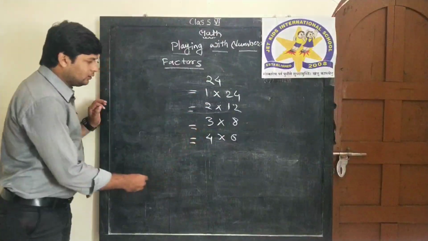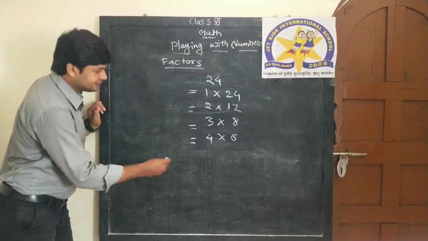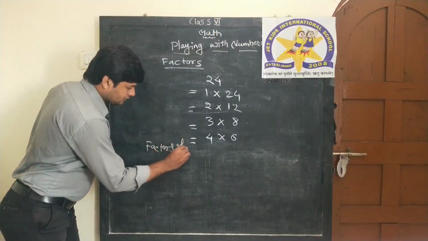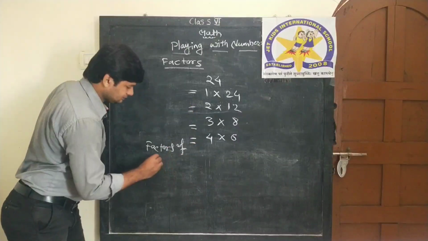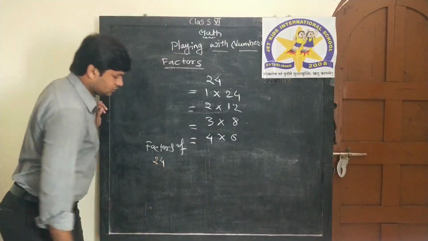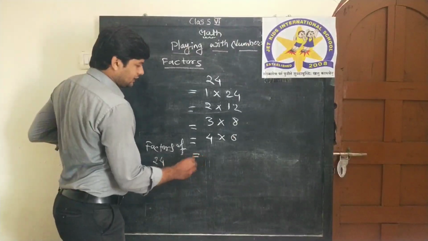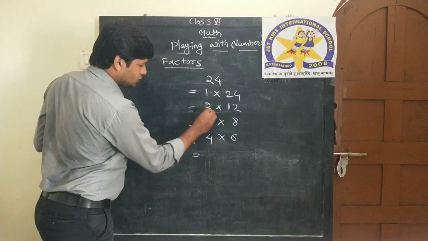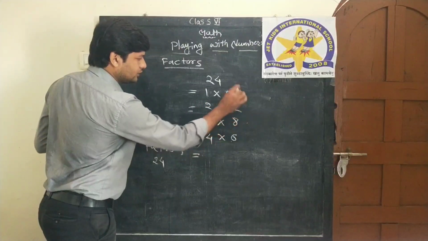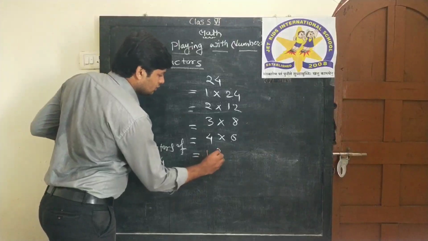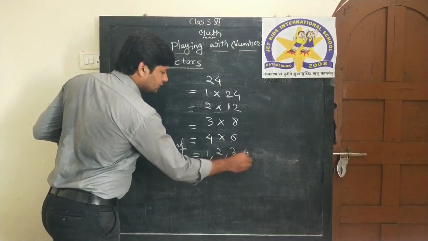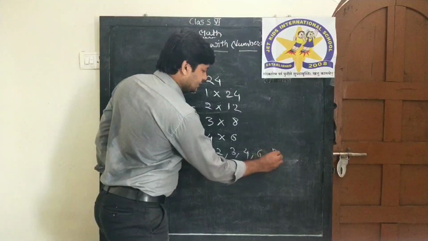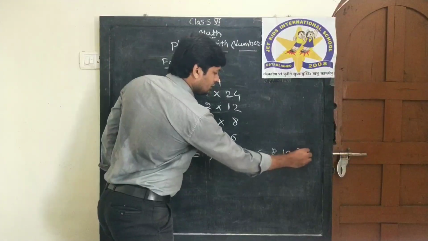So now I am writing over here. This is how we will write factors. Factors of 24. What are the factors of 24? First, 1, 2, 3, 4, 6, 8, 12 and 24.